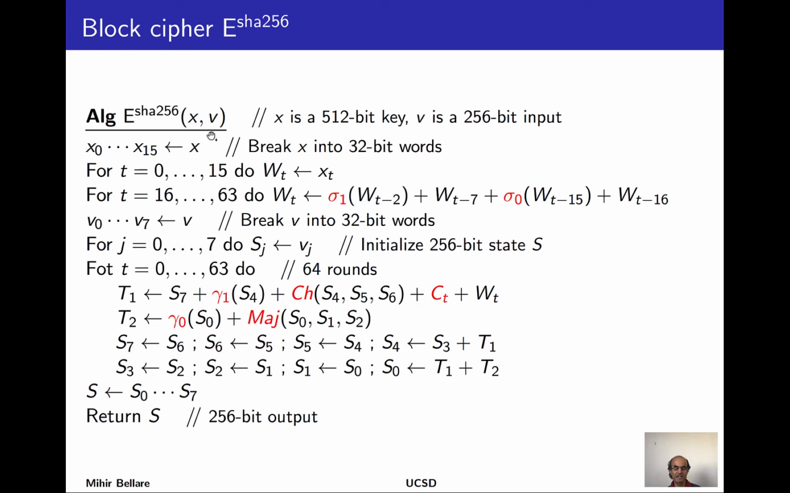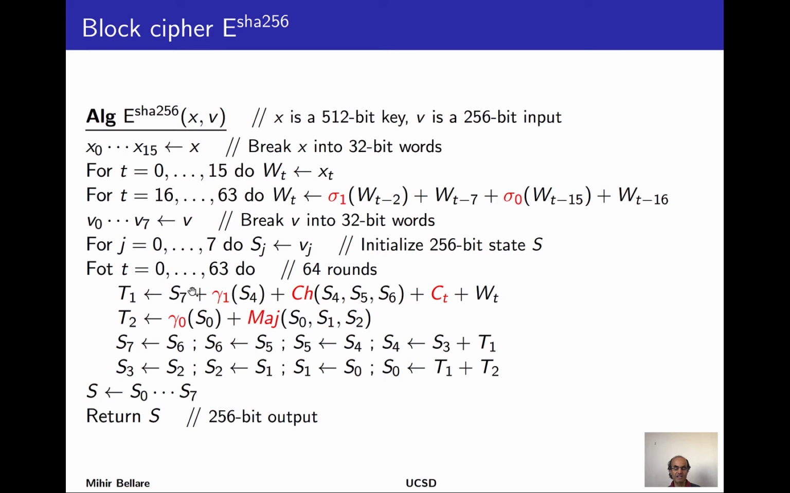So it breaks the 512-bit key into 32-bit words. And now it initializes these variables W with those corresponding words. It then creates a whole bunch more W values so that we have a total of 64 of them. And these are created by applying certain functions in certain ways to prior W values. We similarly break the input here into 32-bit words. And then we create this state variable S, which is 256-bit long, by initializing it to be these V values over here.